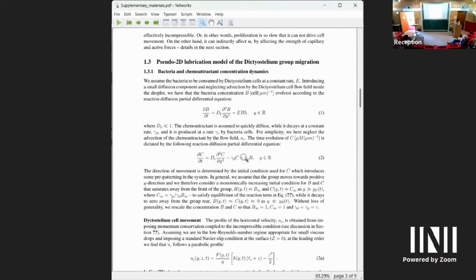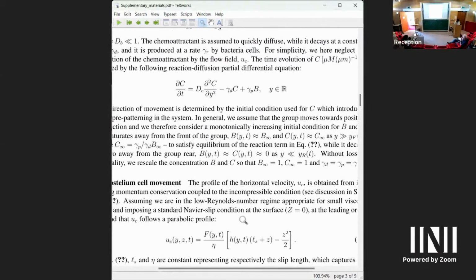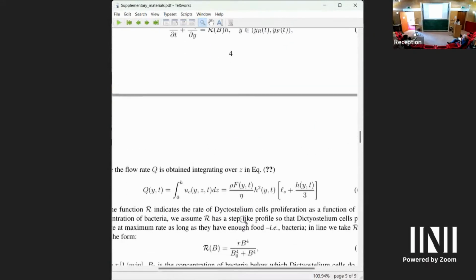Well, I have another presentation, but so we have the bacterium, which diffuses with very little diffusion, to be honest, and then it's consumed. H is the height of the droplet, so the bacteria are consumed at a rate that depends on the height of the droplet. Then we have the chemoattractant that diffuses with a larger diffusion coefficient. It decays at a certain rate, and it's produced by the bacterium at a certain rate. So these are the two diffusible species. And then this is the equation I showed you before, and this is a form of S.